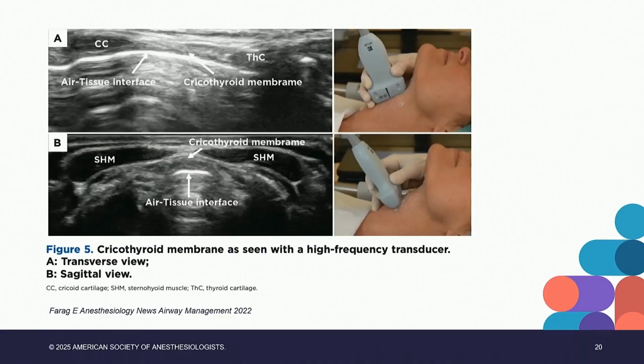Here, you see the thyroid cartilage, you see the cricoid cartilage, and you see the cricothyroid membrane here, and you just put the probe in the long axis between the thyroid and the cricoid, and you can visualize the cricothyroid membrane. It is hypoechoic, but the air tissue interface is hyperechoic beneath it, so you can see that line. And here in the short axis, you can look at the sternocleidomastoid muscle. This is the cricothyroid membrane and the air tissue interface.